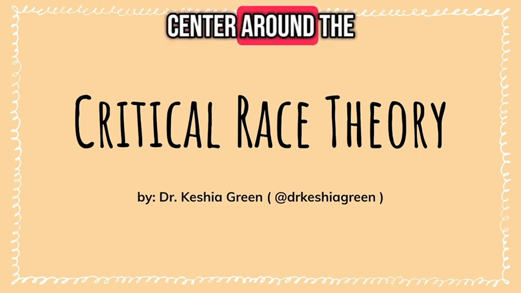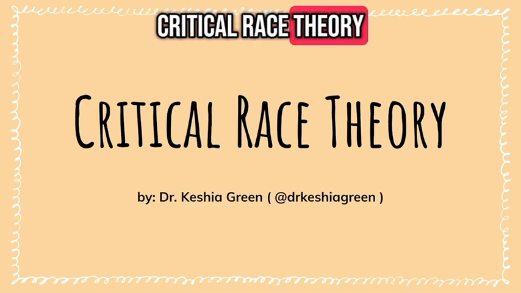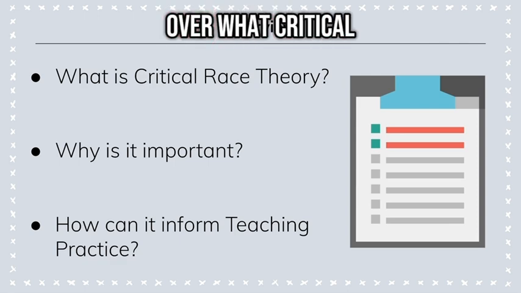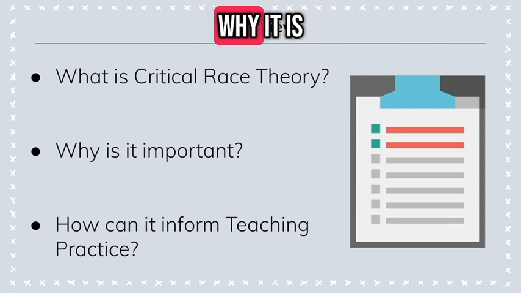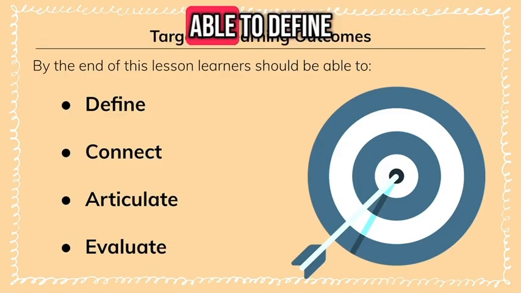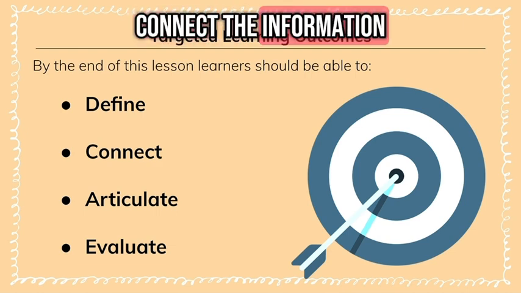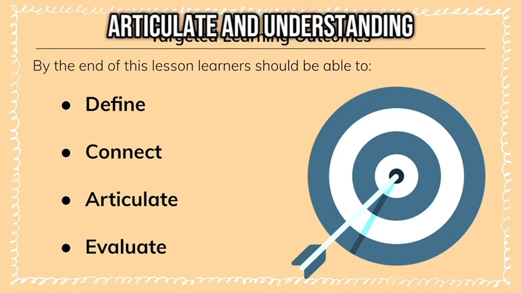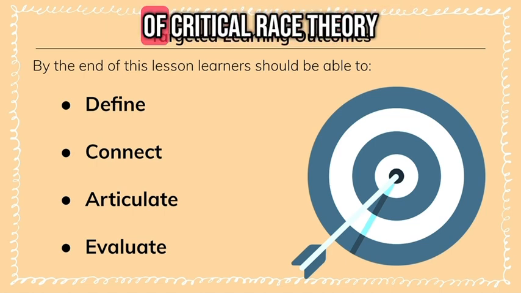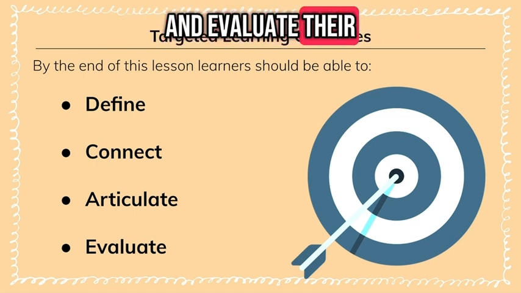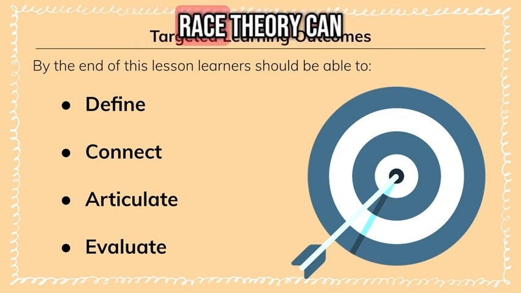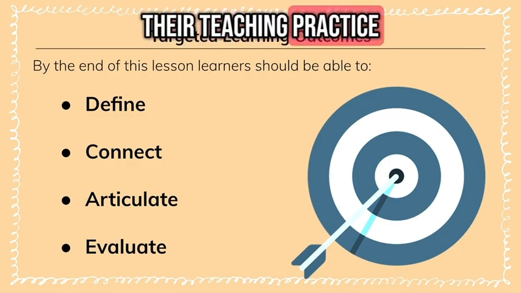This lesson will center around the topic of critical race theory. In this lesson, we will go over what critical race theory is, why it is important, and how it can inform teaching practice. By the end of this lesson, learners should be able to define what critical race theory means, connect the information gained to their own teaching practice, articulate an understanding of the meaning of critical race theory, and evaluate their own teaching practice and understand how critical race theory can work to inform their teaching practice.